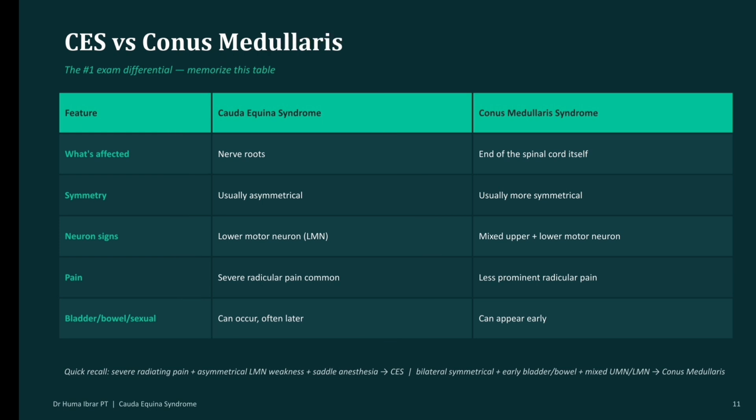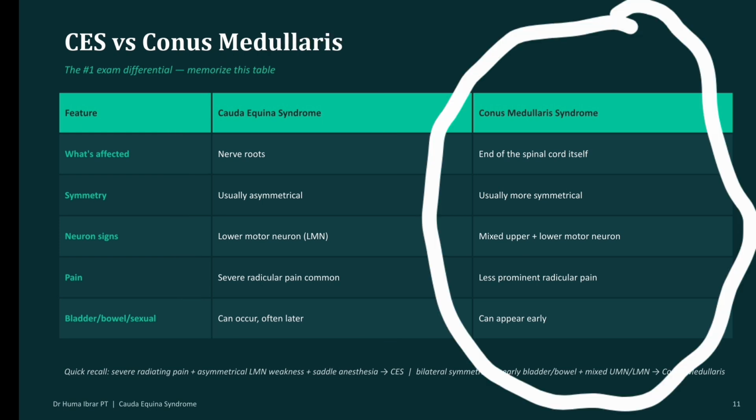Coming towards the conus medullaris, where the end of the spinal cord itself is affected, symptoms tend to be more symmetrical. Upper plus lower motor neuron features can occur. Bladder, bowel, and sexual dysfunction can appear early. Conus Medullaris Syndrome spares the knee jerk, L3, L4, while wiping out the ankle jerk, S1, S2, and specialized sacral reflexes.